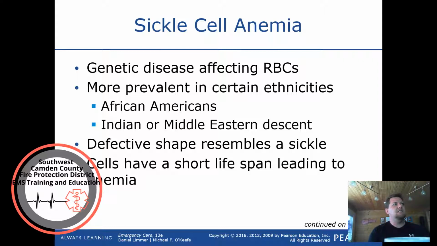Sickle cell anemia is a genetic disease affecting the red blood cells. It's more prevalent in certain ethnicities, such as African Americans or people of Indian or Middle Eastern descent. Basically, the red blood cells have a defective shape that resembles a sickle. If you don't know what a sickle is, think the Grim Reaper. That staff-looking, menacing thing that he carries is a sickle. These cells have a short lifespan, leading to anemia.